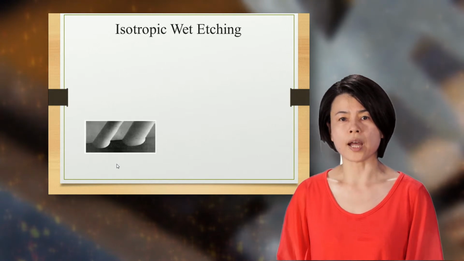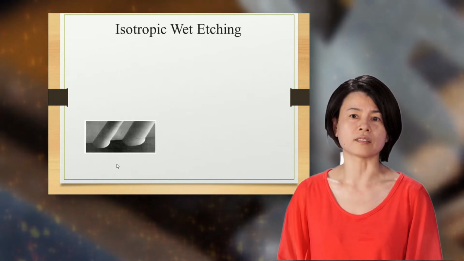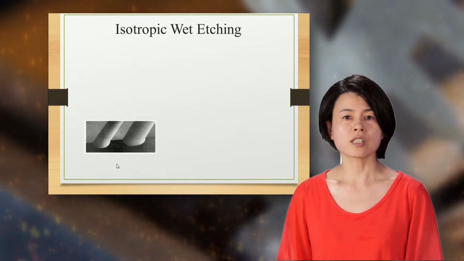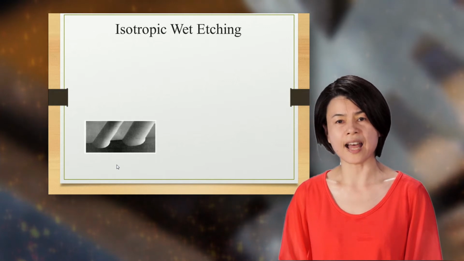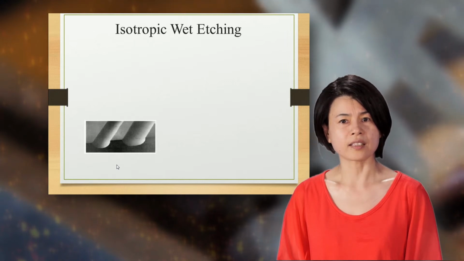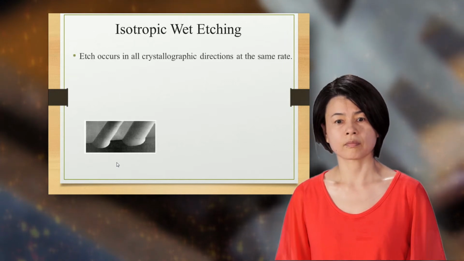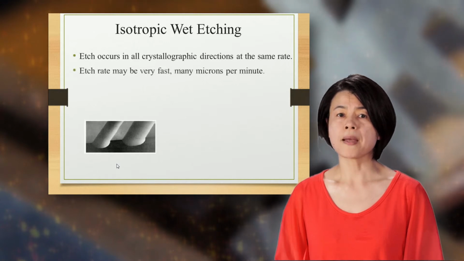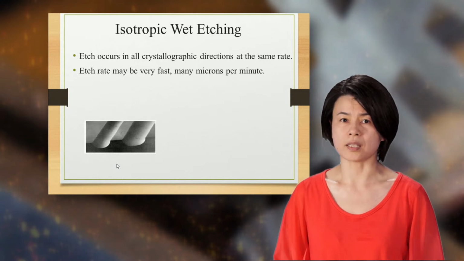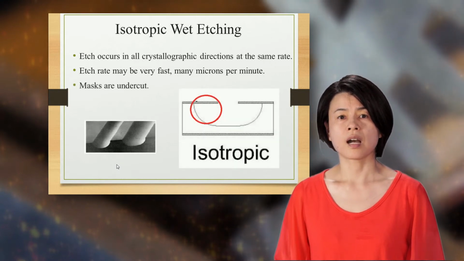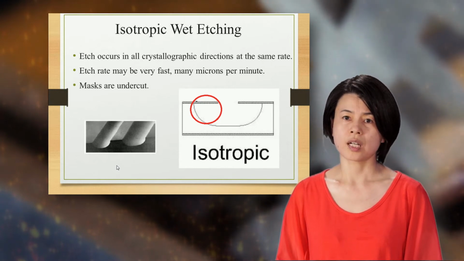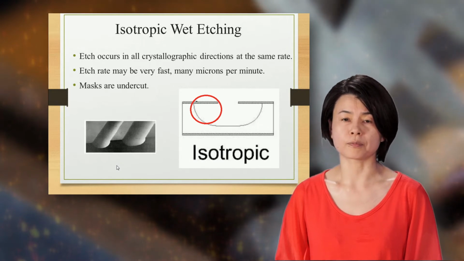This photo shows two etched channels with a circular bottom, which results from an isotropic wet etching. The circular profile is owing to the fact that the etch occurs in all crystallographic directions at the same rate. The benefit is that the etch rate may be very fast, many microns per minute. However, the disadvantage is that masks are undercut, as you may see in the red circle of the figure.